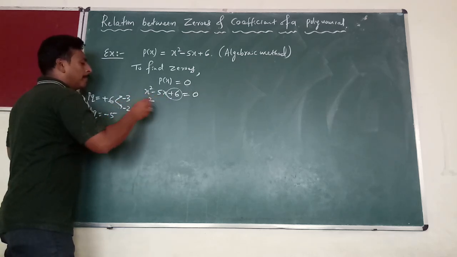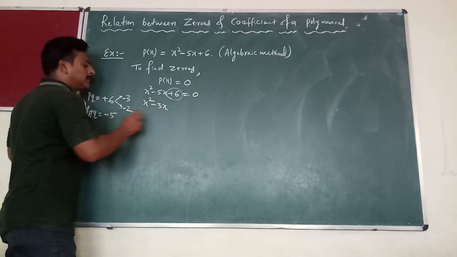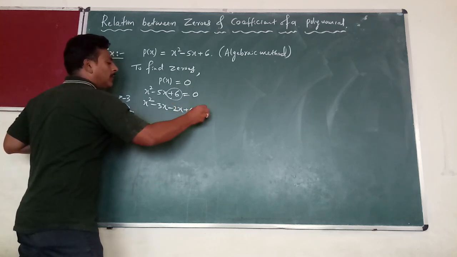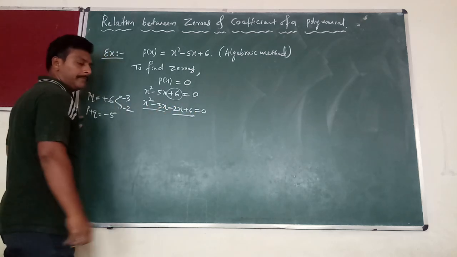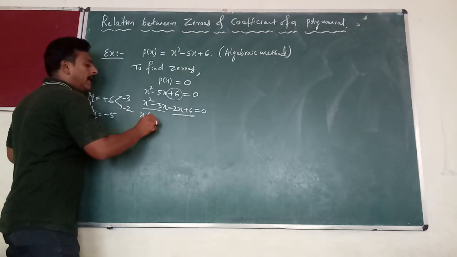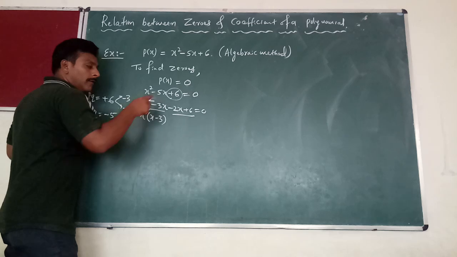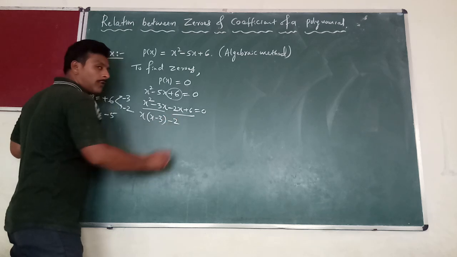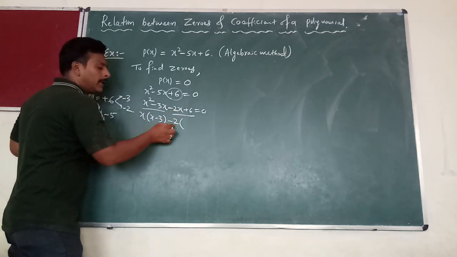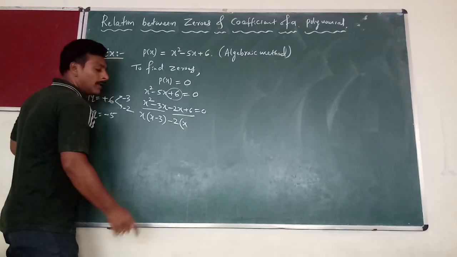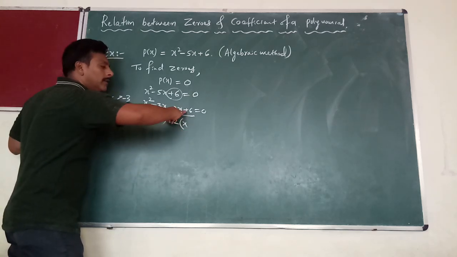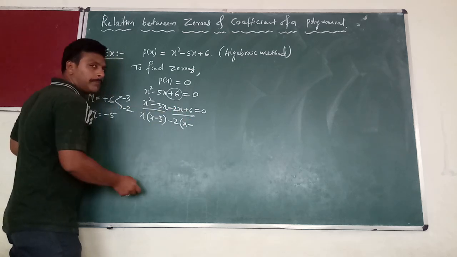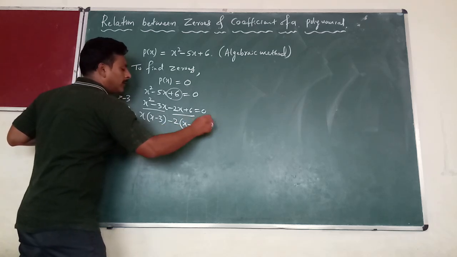x square minus 3, same variable comes x, minus 2, same variable comes here x, and plus 6 equal to 0. You are going for the grouping method. So take common x. What comes here? x minus 3. Whichever sign is there, that sign you also have to take common along with the number. So minus 2 is common. Taking minus 2 out, x will remain. Whenever you take minus common, this sign will change because minus into minus we will get plus. 2 3s are 6.